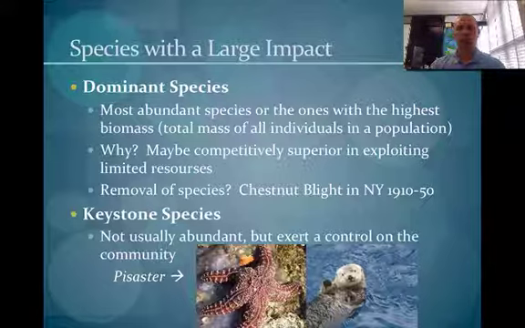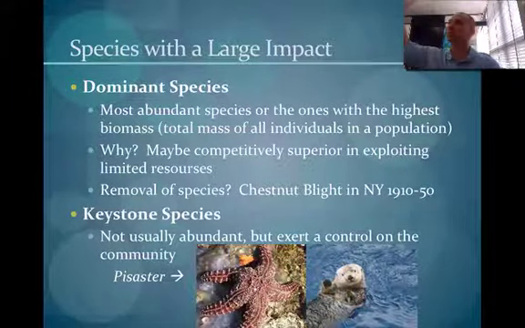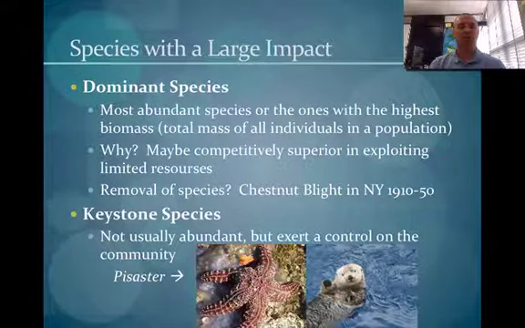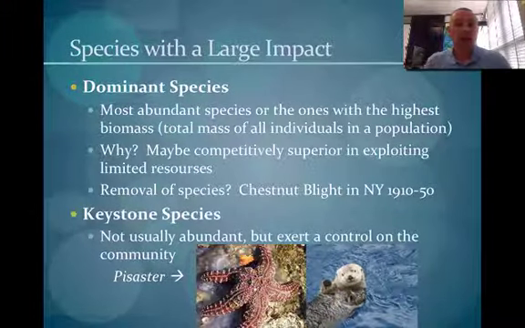If you remove all the starfish from the tide pool, the diversity of organisms in the tide pool greatly diminishes. So the starfish actually keeps under control the major competitors, and it makes sure that every species has a chance to survive. So if you remove it, the species diversity goes down. Another keystone species would be a sea otter.